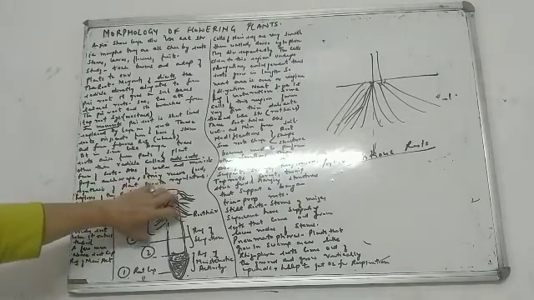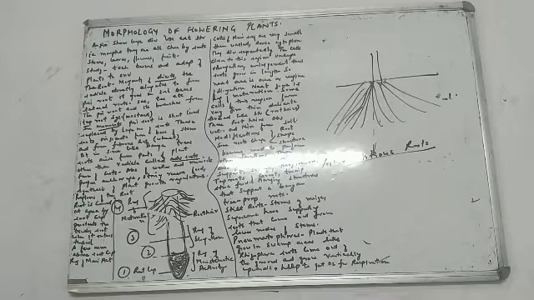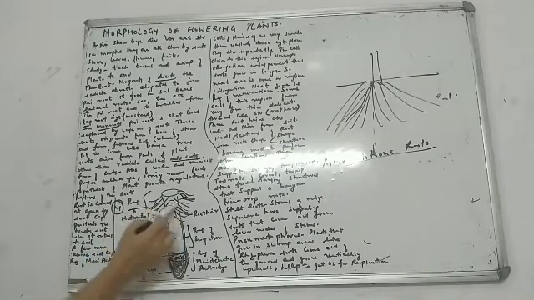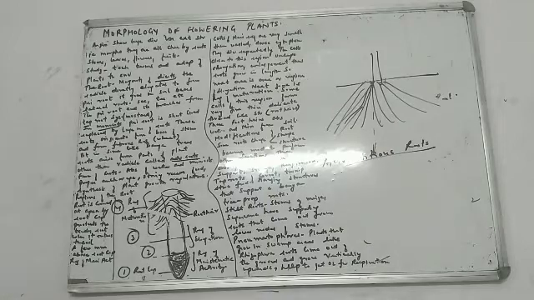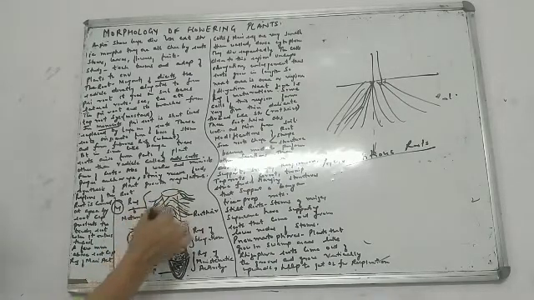Some cells of this region form very fine, thin, delicate thread-like structures. Some cells of this maturation area become a little differentiated and convert into very fine thread-like structures, which are known as root hairs. If you can see, I have made these. What are these? Root hairs.